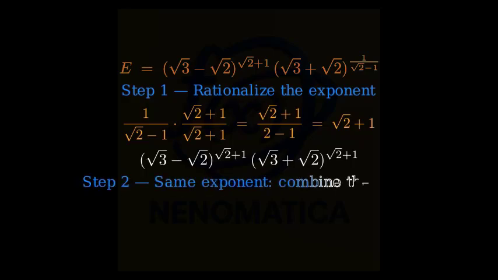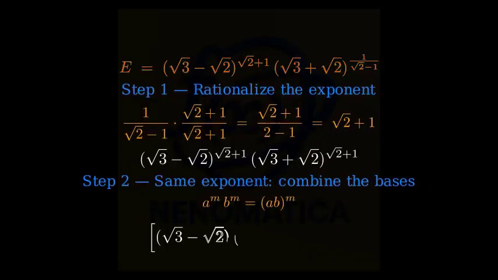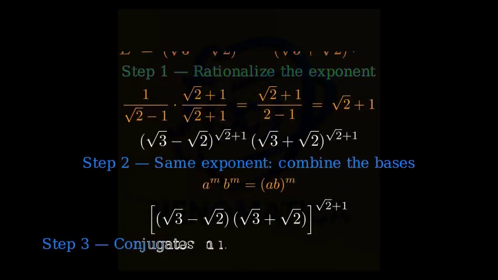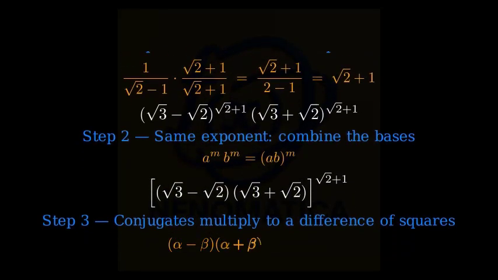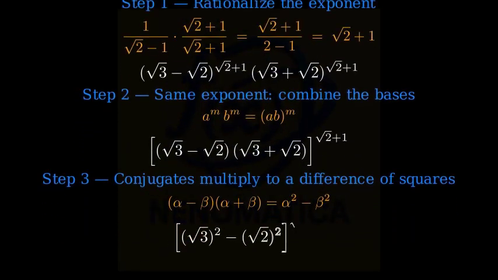Step 2. When 2 factors share the same exponent, we can multiply the bases and keep the common exponent. So a to the m times b to the m equals ab to the m. Applying this here gives the product of the conjugates all raised to the power square root 2 plus 1. Step 3. Conjugates multiply to a difference of squares. Here alpha equals square root 3 and beta equals square root 2. So the inside becomes open parenthesis square root 3 squared minus square root 2 squared close parenthesis to the power square root 2 plus 1.